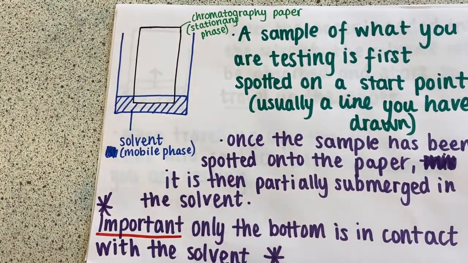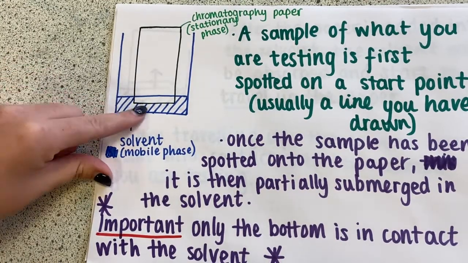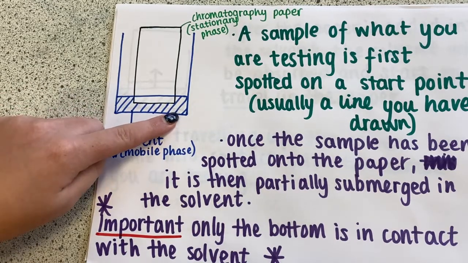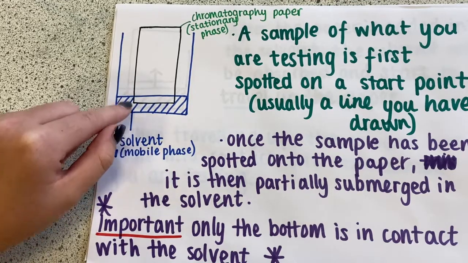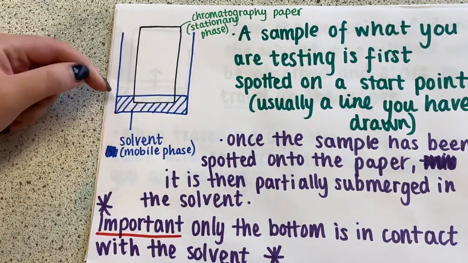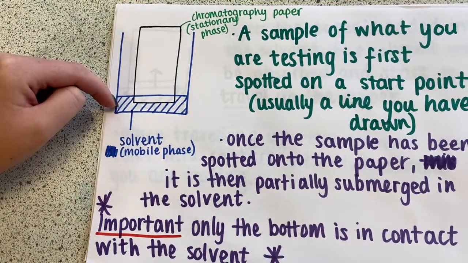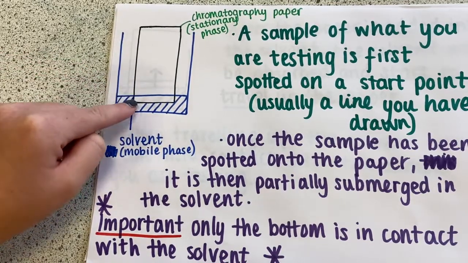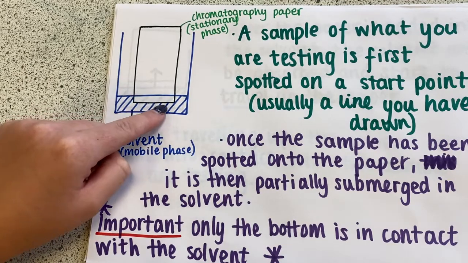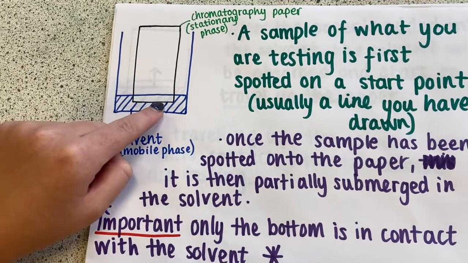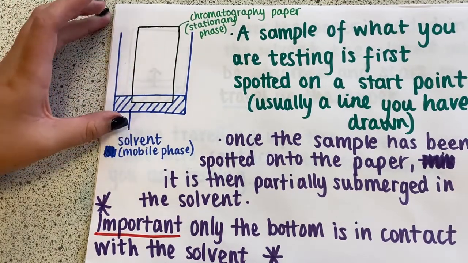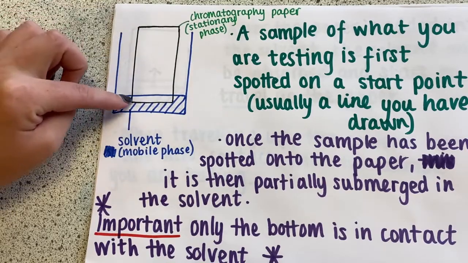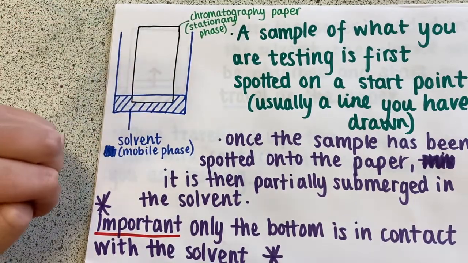Once the sample has been spotted onto the paper, it's then partially submerged in your solvent. It can't be fully submerged because then it would drown your sample, that's what we say. It's important that only the bottom of your paper is in contact with the solvent. Your chromatography paper is highly absorbent, which means it only needs a little bit in order to absorb your solvent.